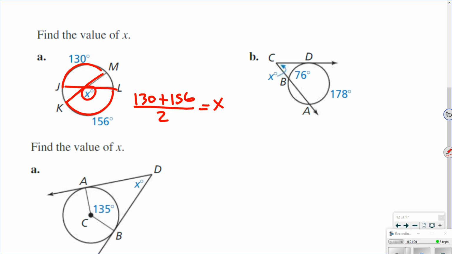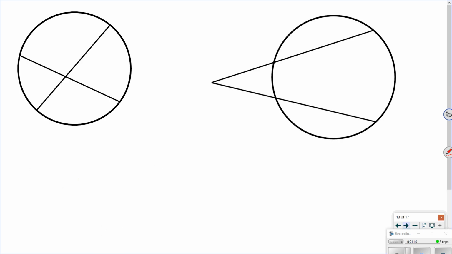If the angle is on the outside like this one, now instead of adding the arcs, I subtract them. So I go 178 minus 76, big arc minus the little arc, divided by 2, or a half. And that would have to give me what x is equal to. But we're going to skip that last one there. So that's that theorem.